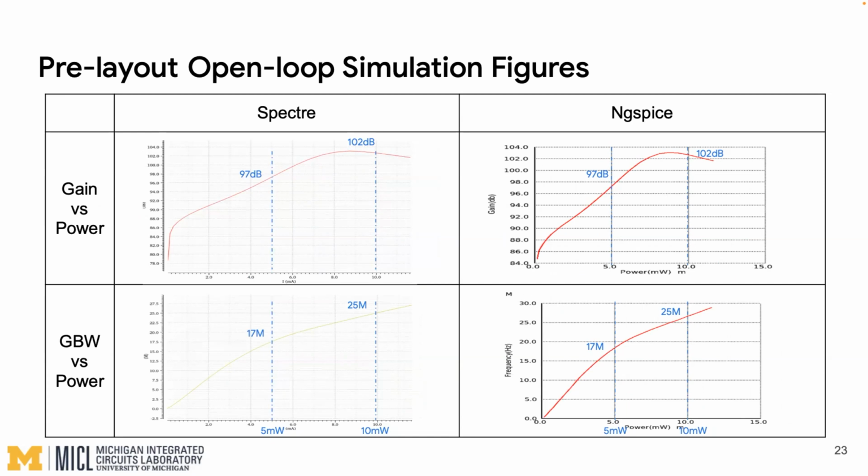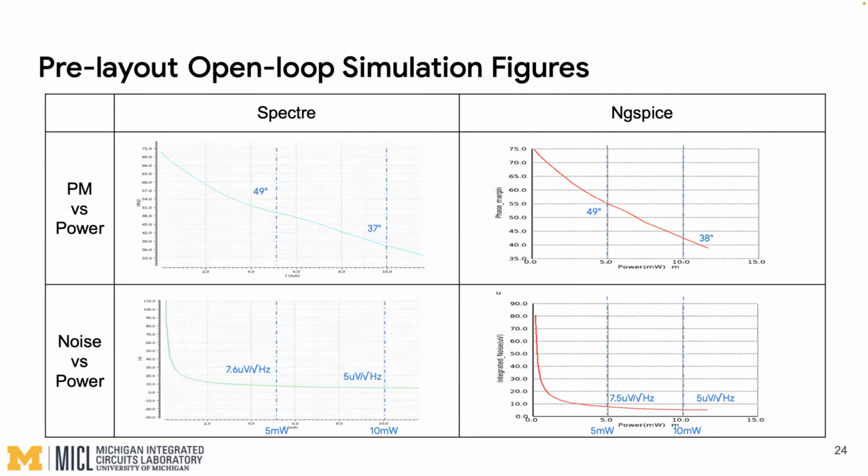So these are the pre-layout figures. You can see that the gain and bandwidth increase when the power increases. And this is the phase margin and noise. You can see, especially for the noise, that when you increase the power, you get lower noise. So that is basically the function of this Opamp.